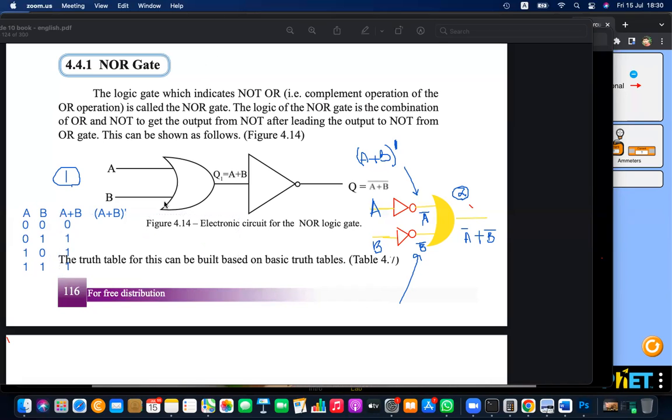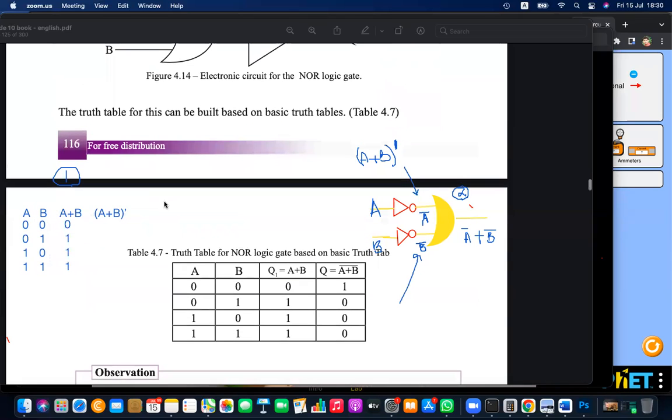The inverted output, let's see. Okay. The inverted output will be 1, 0, 0, 0. That is the inverted again.